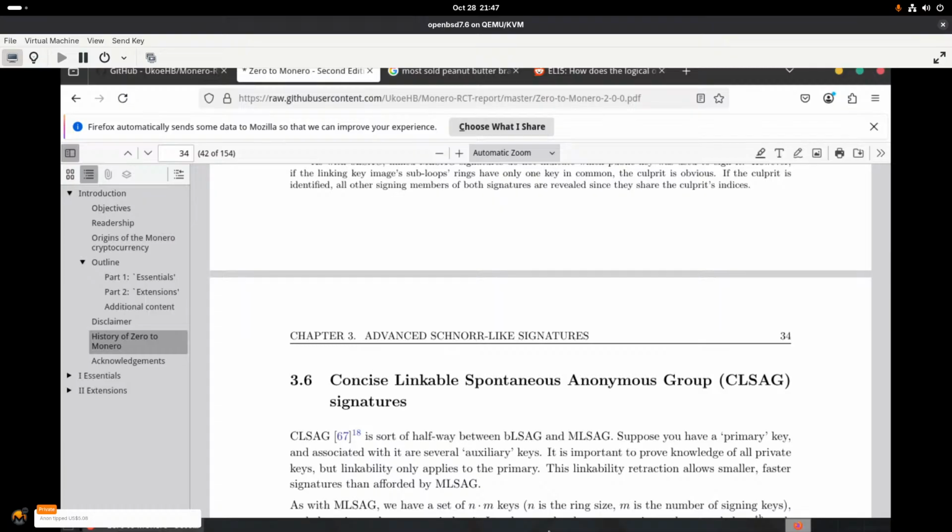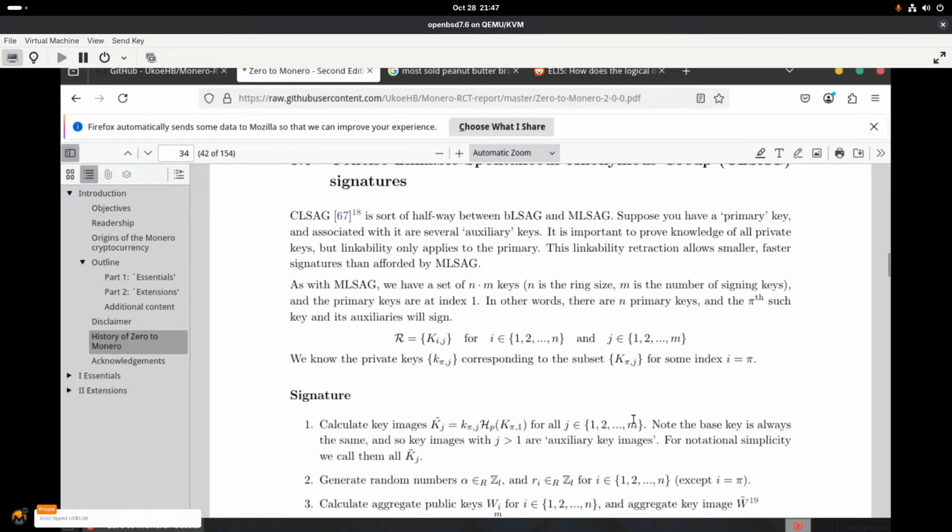Chapter 3, Advanced: Concise Linkable Spontaneous Anonymous Group, CLSAG. CLSAG is sort of a halfway between BLSAG and MLSAG. Suppose you have a primary key associated with several auxiliary keys. It is important to prove knowledge of all private keys, but linkability only applies to the primary. The linkability restriction allows smaller, faster signatures than afforded by MLSAG.